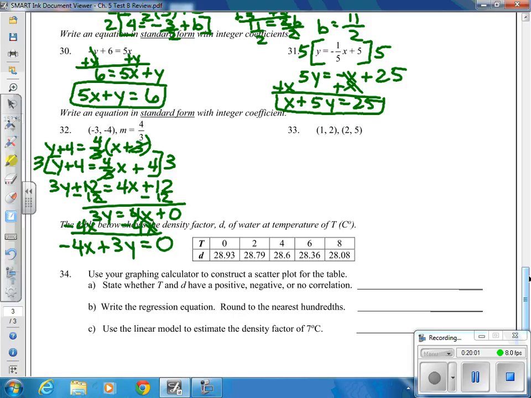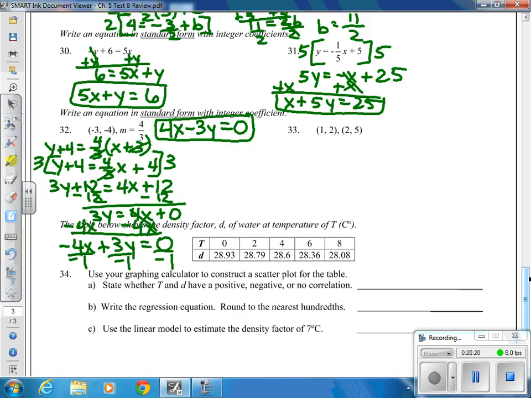And while it's in the right order, I'm still breaking a rule. Can't have a negative in the A spot, so I need to divide everybody by negative 1. So your final equation for number 32 will be positive 4x minus 3y equals 0. Okay, so it takes a lot of steps there because there were some major rules being broken, but this is all the work you need to go through.